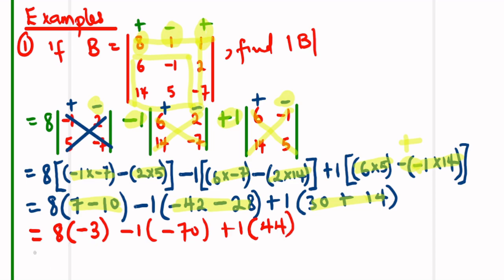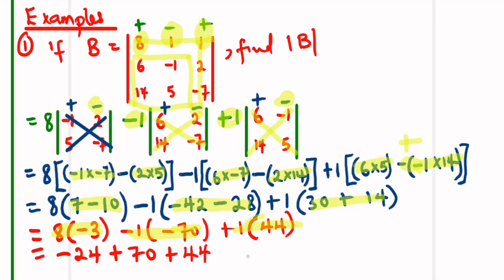So we are going to multiply by the values we have outside the bracket. So 8 times minus 3 gives us minus 24. And then we'll have minus 1 times minus 70. Remember the minus times minus sign is plus. Then 1 times 70 is 70. Then we'll have plus 1 times 44. 1 times 44 gives us 44.